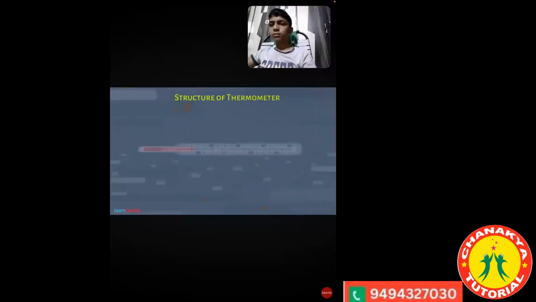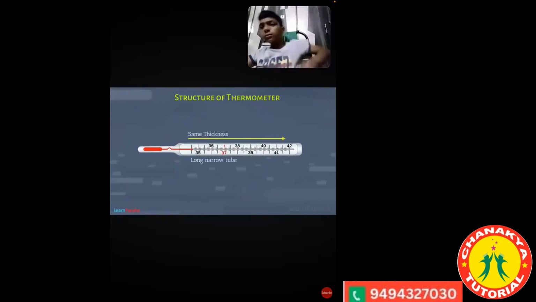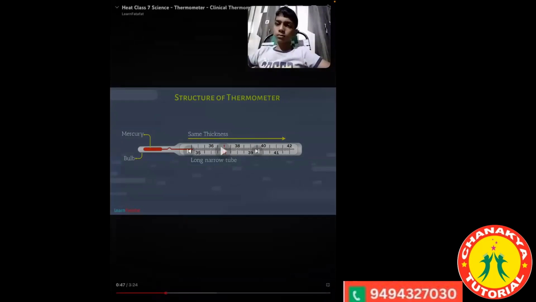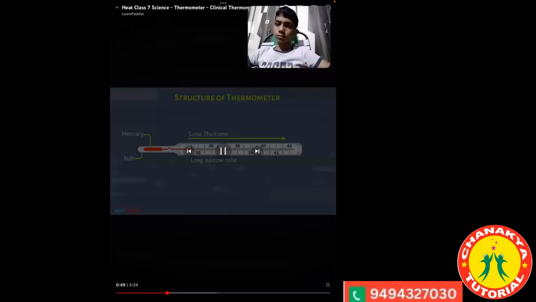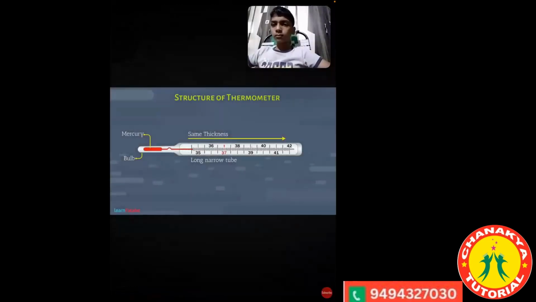Let's understand its structure. It is a long narrow tube with the same thickness throughout its length. So you can see in the picture, the thickness will be the same from one division to the last division. Everywhere the thickness is the same. At the end of this thermometer, there will be a bulb, and inside the bulb there will be an element called mercury. For reading the temperature, there is a scale printed on the thermometer.